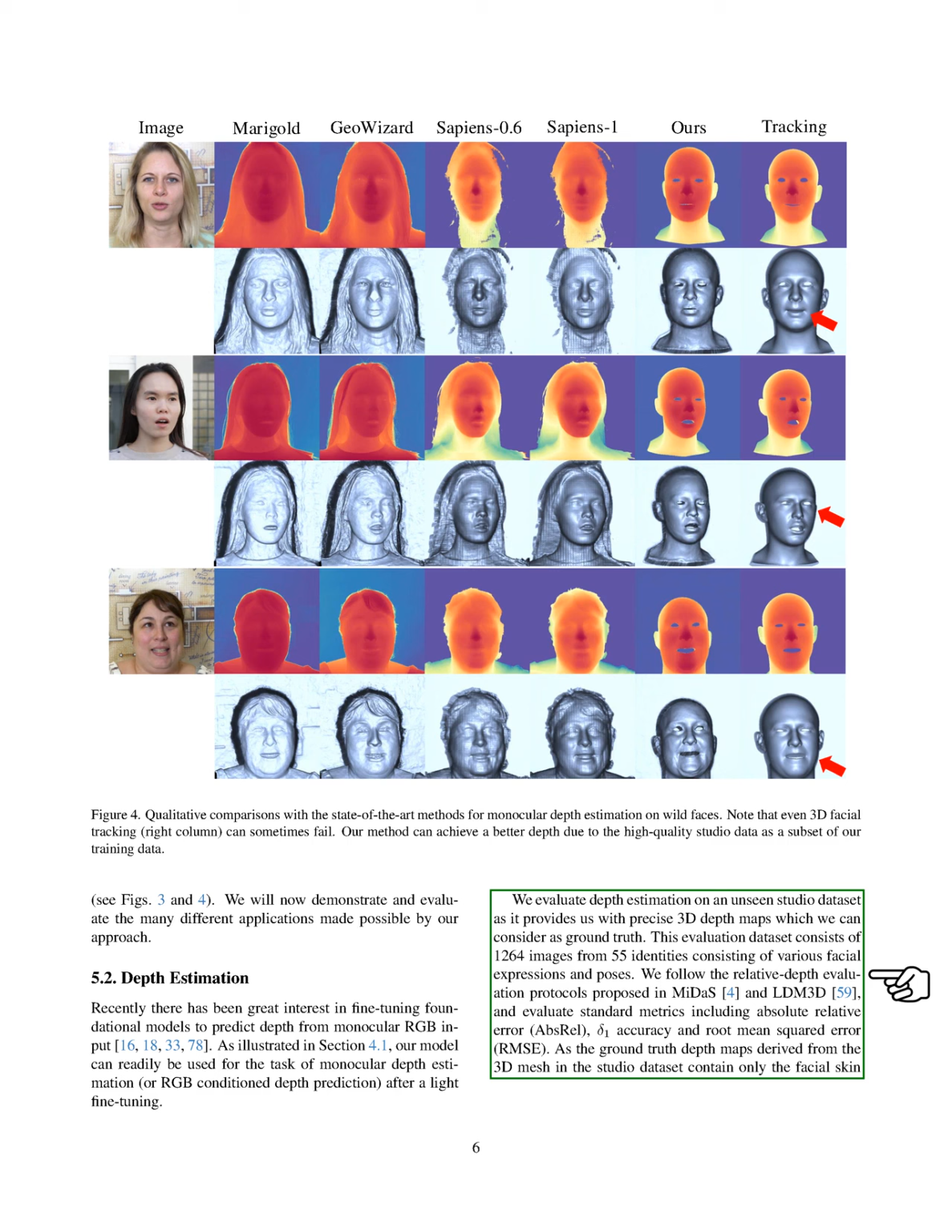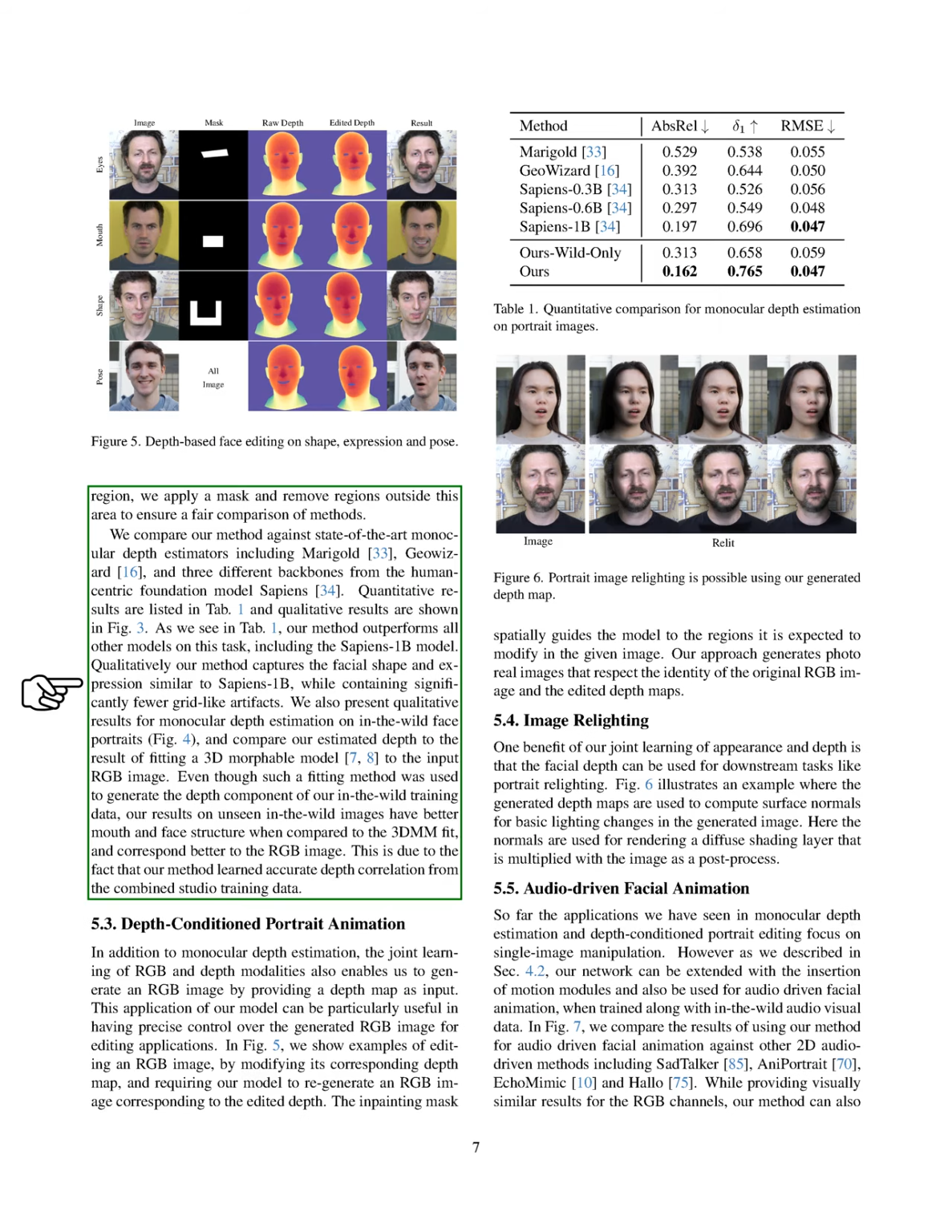We adhere to the evaluation protocols from MiDaS and LDM3D, measuring metrics like absolute relative error, accuracy, and root mean squared error. To ensure a fair comparison, we mask out areas outside the facial skin region in the depth maps. We compare our method with leading monocular depth estimators, including Marigold, GeoWizard, and different models from the Sapiens Foundation model. Our quantitative results show that we outperform all other models, including Sapiens 1B.